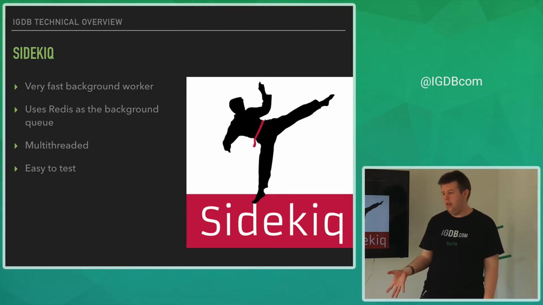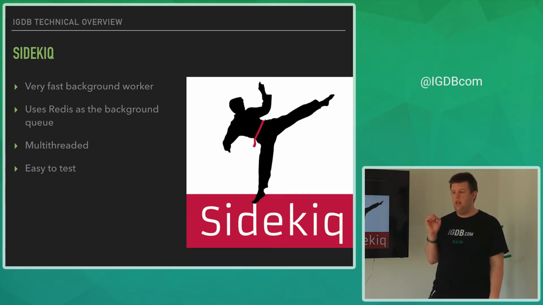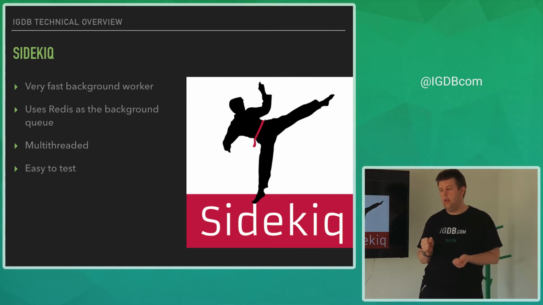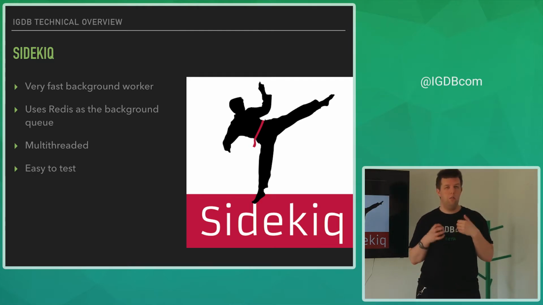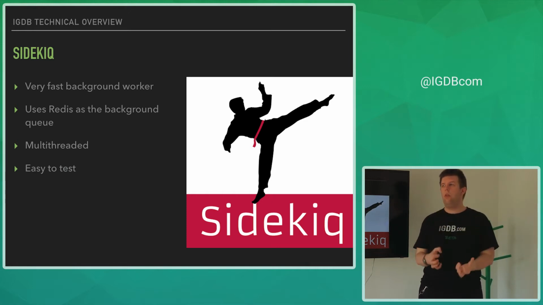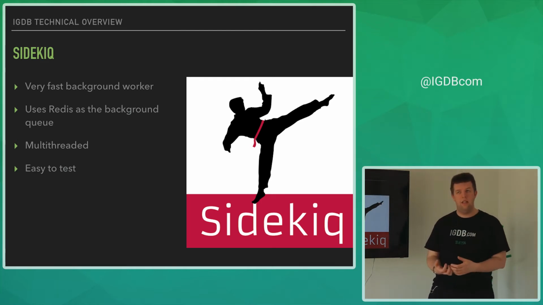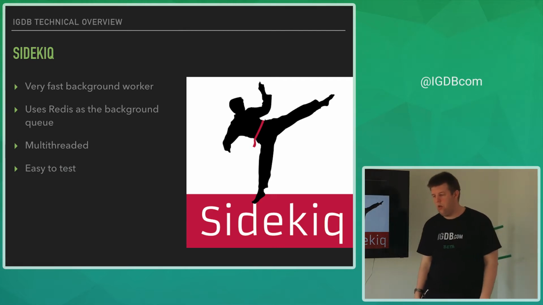So this is Sidekiq, and it is a very fast background worker. It uses Redis as a background queue, and it is multi-threaded. So we take full advantage of JRuby's multi-threading capabilities. Also, it's very easy to test, so you can test the background workers in a good manner.